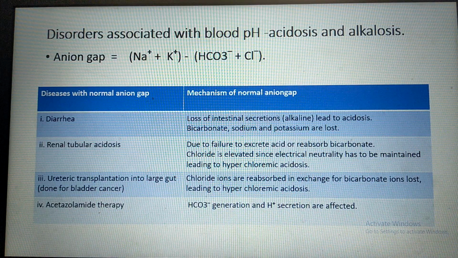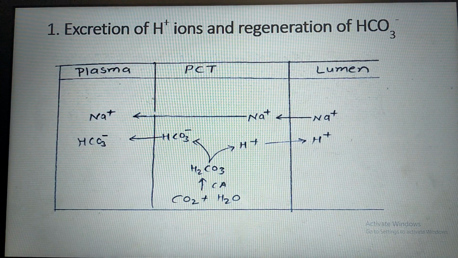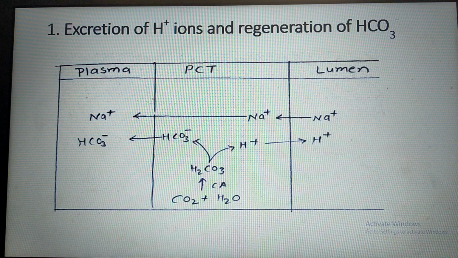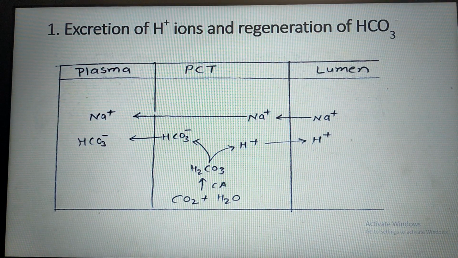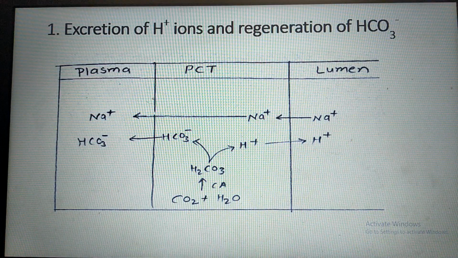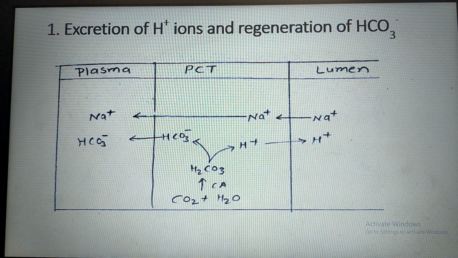And the last cause is acetazolamide therapy. In the last lecture also I told you, this acetazolamide drug inhibits the enzyme carbonic anhydrase. When this carbonic anhydrase is inhibited, this mechanism of the kidney is hampered. So which is this mechanism? In this mechanism, the kidney excretes the H plus ion into the lumen, and from the lumen it is excreted through the urine outside. At the same time, bicarbonate ion is regenerated and enters the plasma, meaning the body. So in this mechanism, the kidney is losing one H plus ion and gaining one bicarbonate ion. For this purpose, the enzyme carbonic anhydrase is an important enzyme.